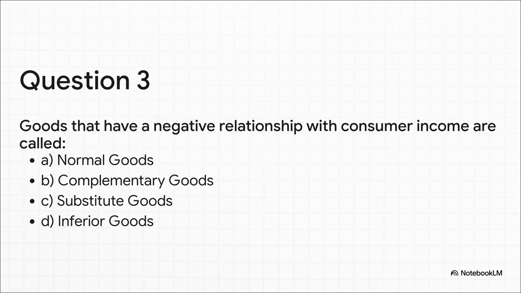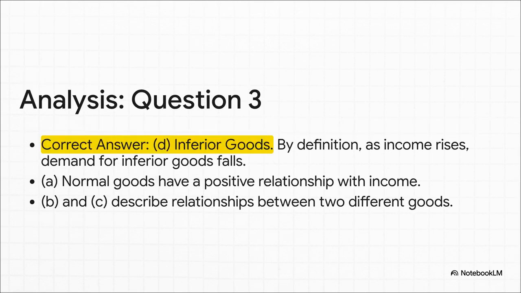All right, last practice question. This one's about the connection between income and demand. What's the economic term for goods that people actually buy less of when their income goes up? The correct answer is D, inferior goods. This is a key definition you just have to memorize.